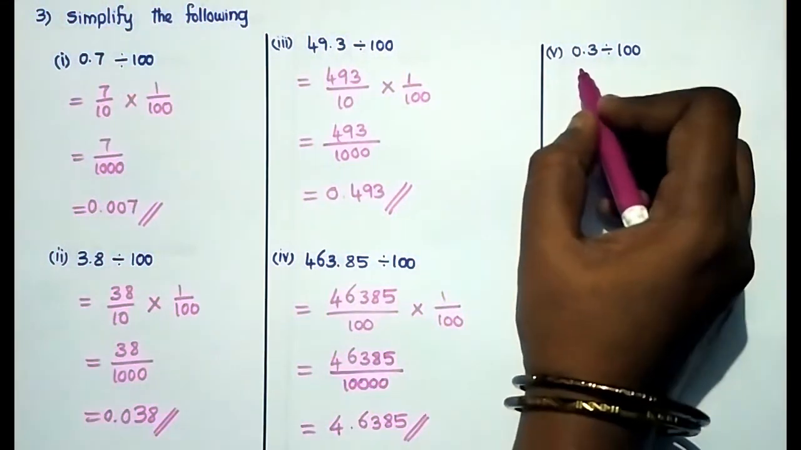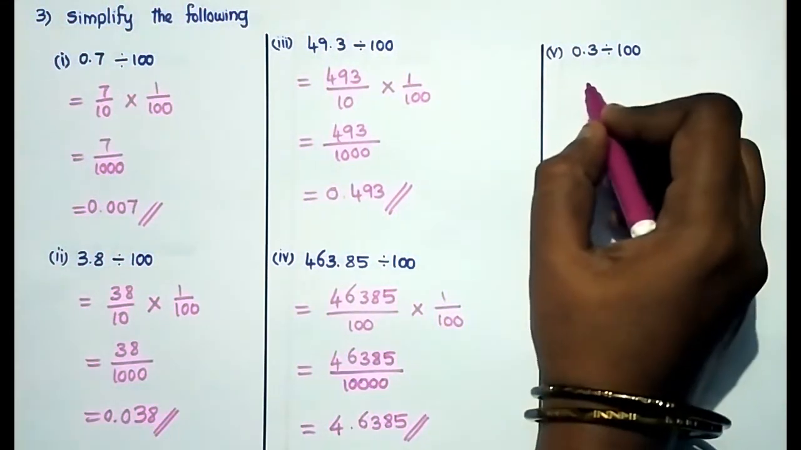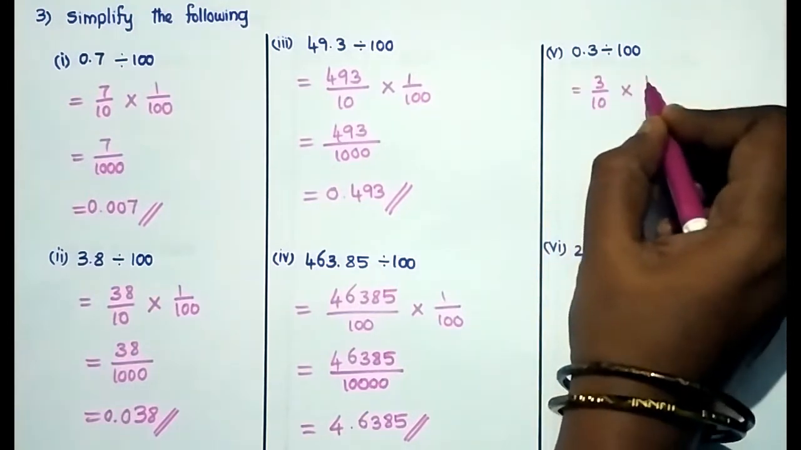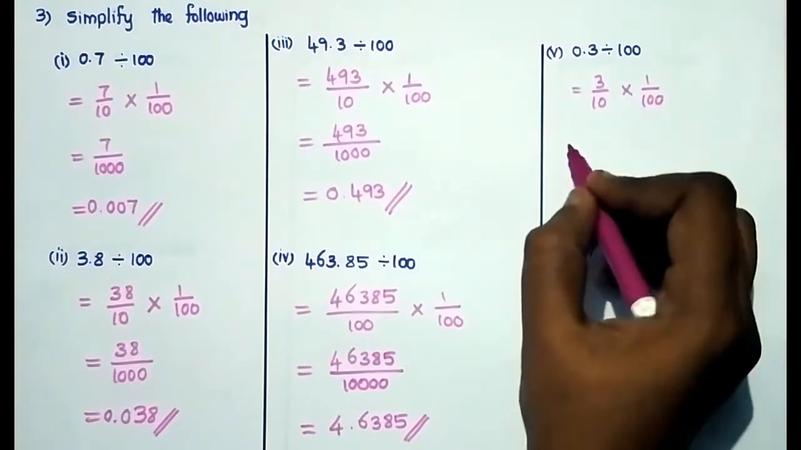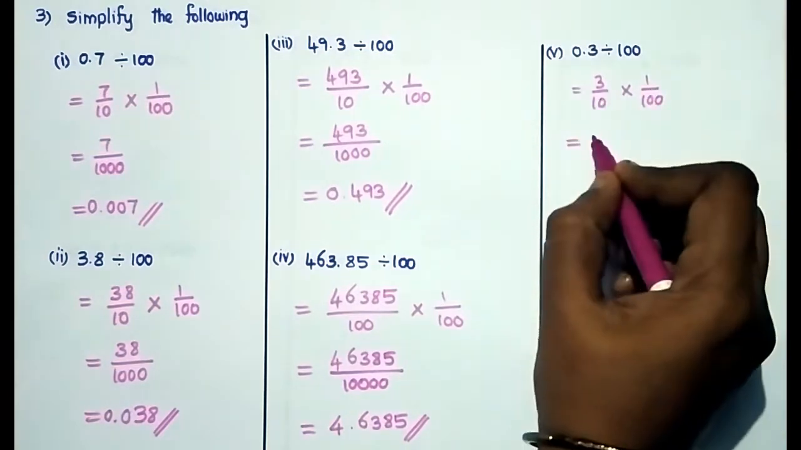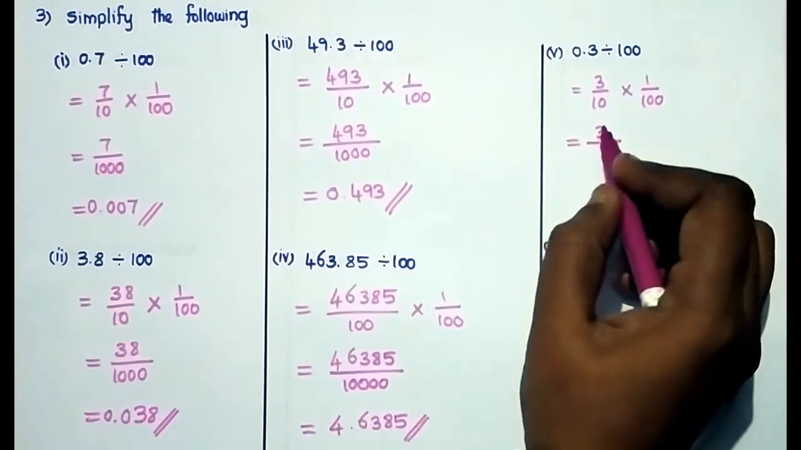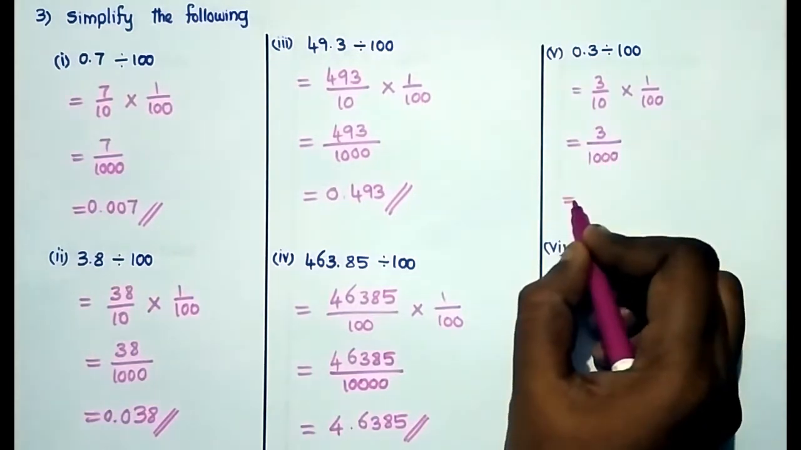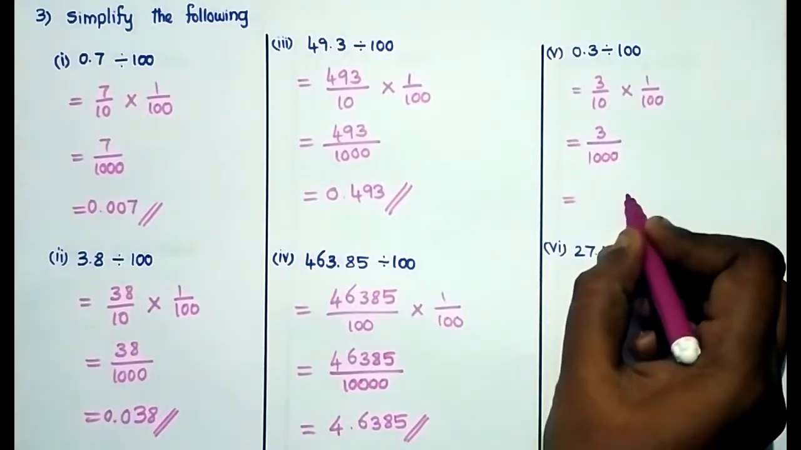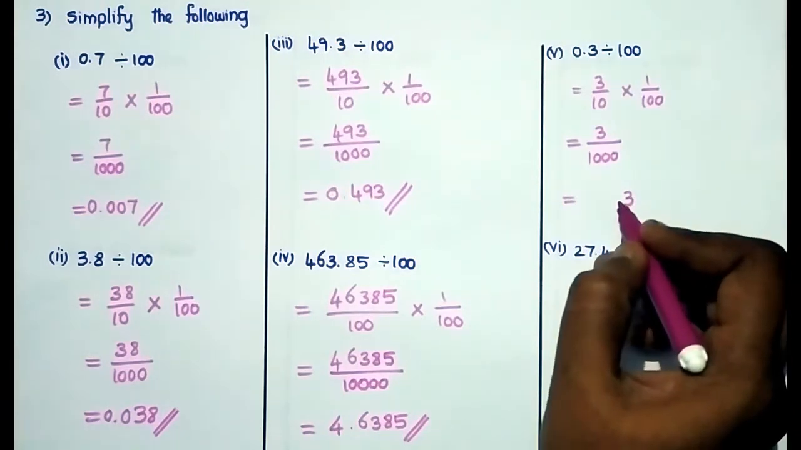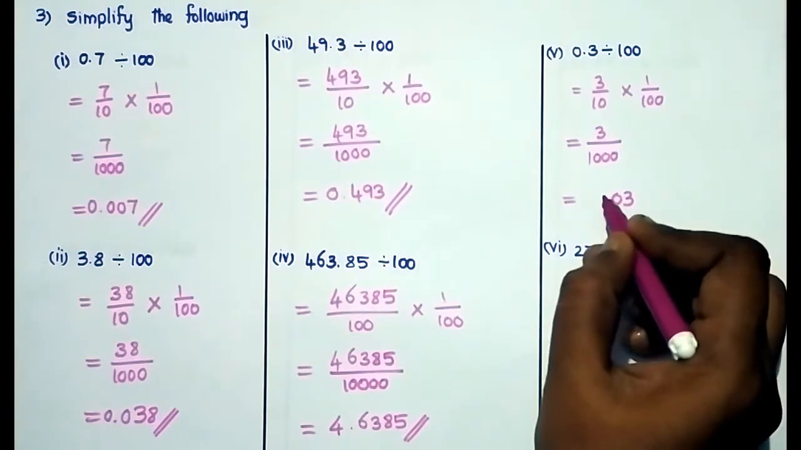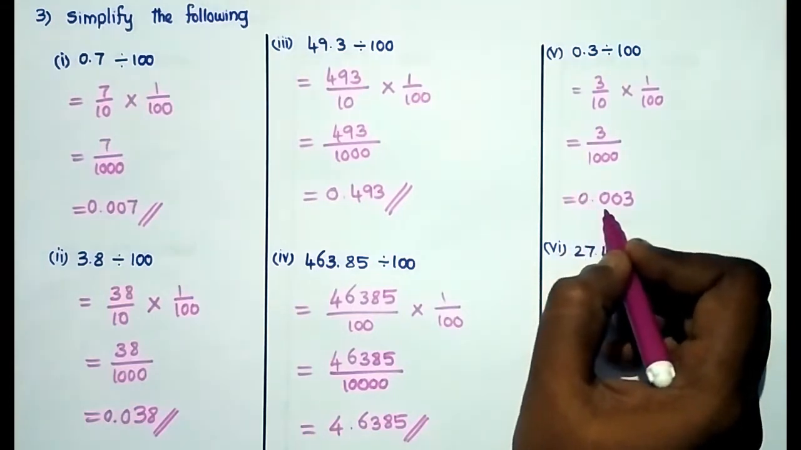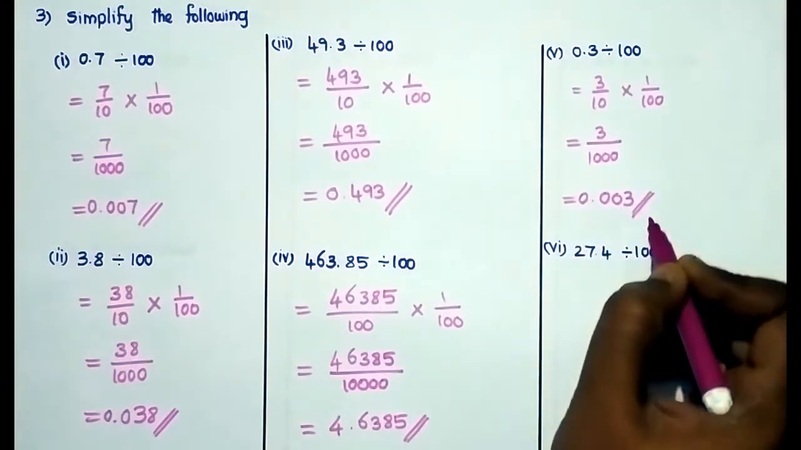Next one, 0.3 divided by 100. 3 by 10 into 1 by 100. So 3 into 1, 3 divided by 10 into 100, 1000. Before 3 digits there is only 1 digit. So put 2 zeros and then keep the point. So 0.003 is the answer.